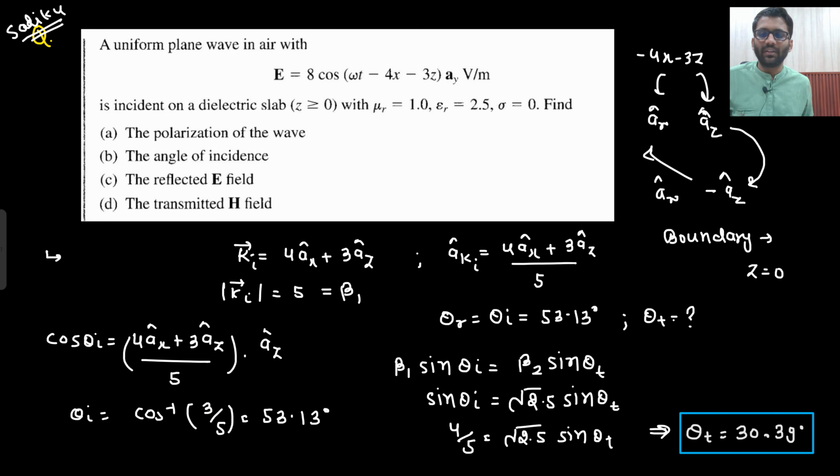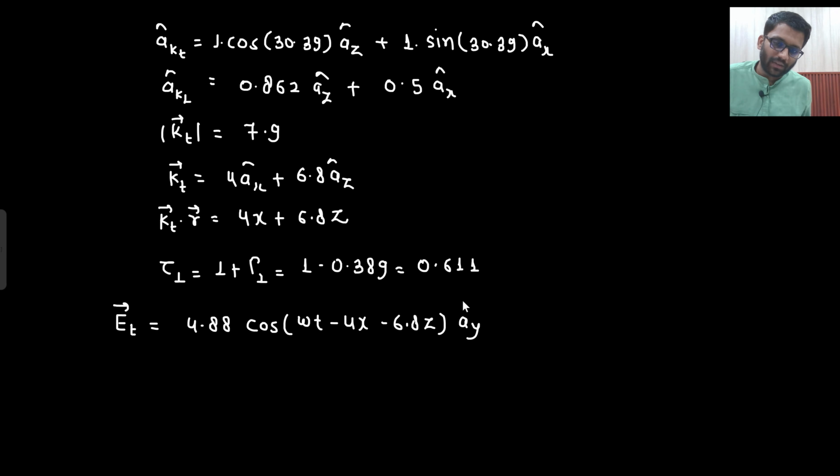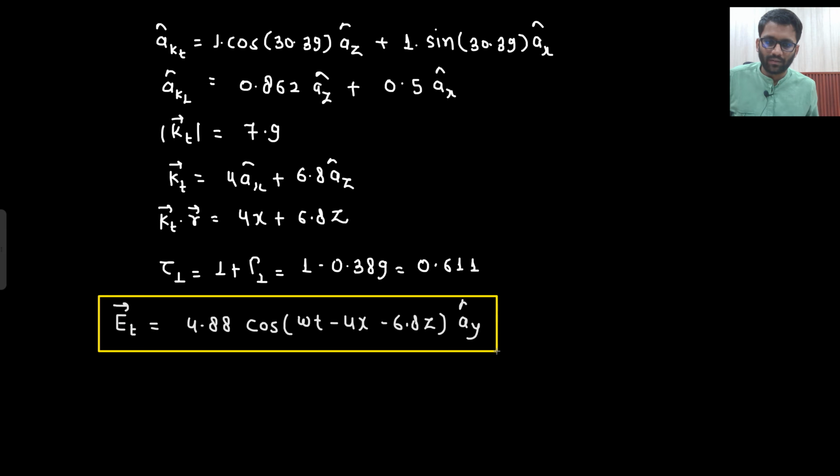0.611 will be multiplied with 8. So 0.611 into 8, that would be 4.88. So 4.88 cos(omega t minus kt dot r), so minus 4x minus 6.8z, ay cap. Is that clear? So this is what we are getting, and omega is the same only. Omega value you can find any way. So this is your ET.